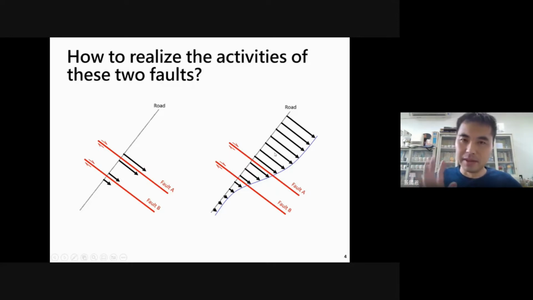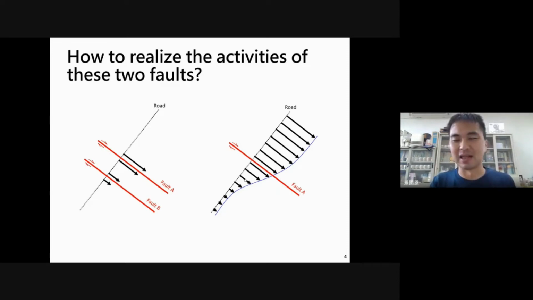Later I will show you why we make these decisions. Eventually, based on this monitoring result, we know actually only fault A is the active fault, and fault B is dead. Okay, it is not an active fault.